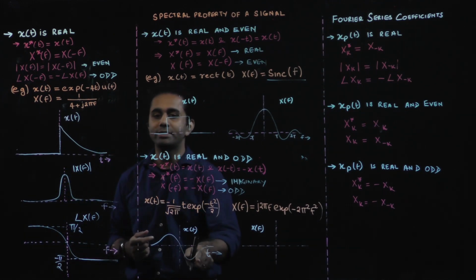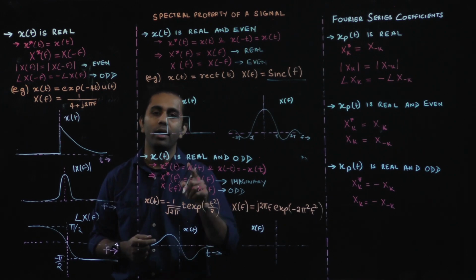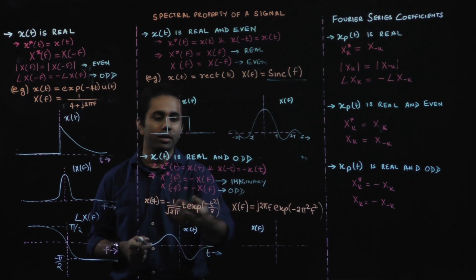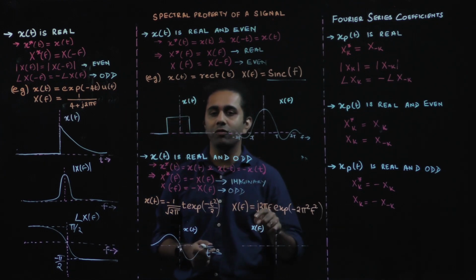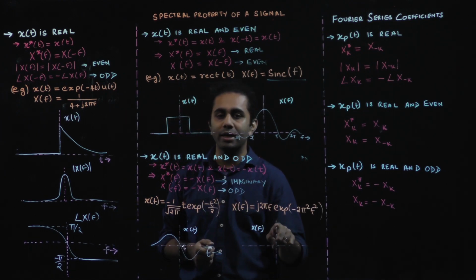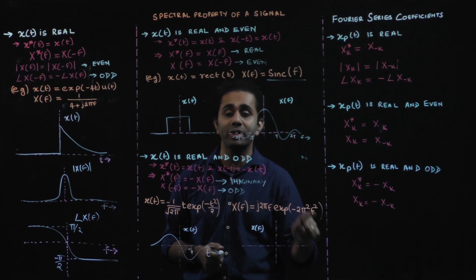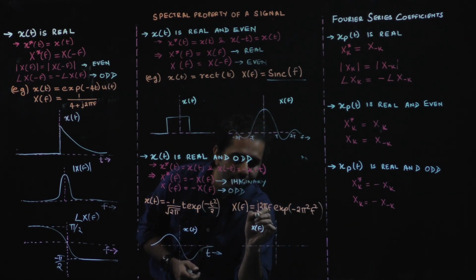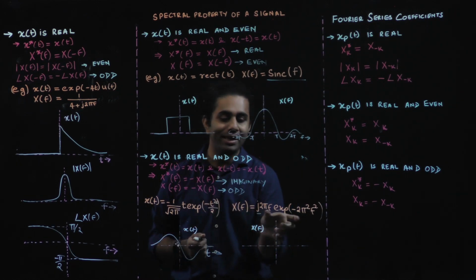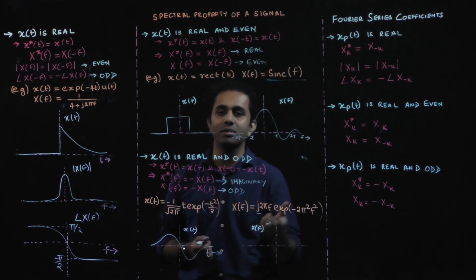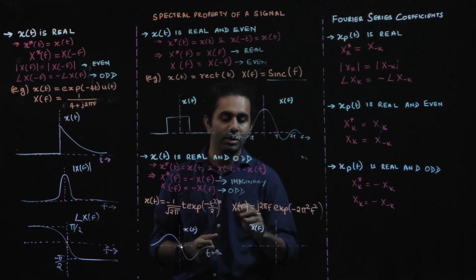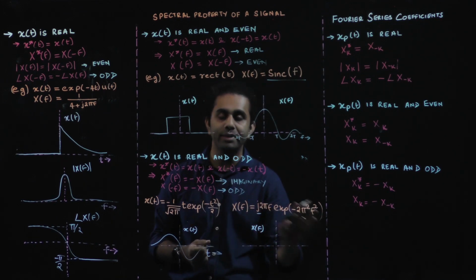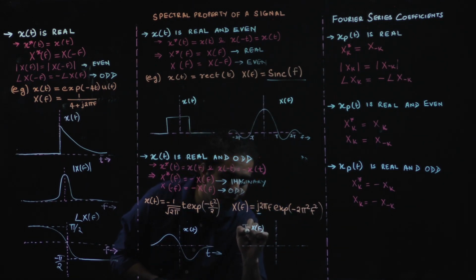By looking at the signal, I know that this is a real signal and I know this is an odd signal. If you look at the Fourier transform of this signal, we can see that x of f is now j 2 pi f into exponential of minus 2 pi square f square. If you notice this, there is this j term which is present in x of f, which means that my x of f now is imaginary in nature. Let's plot this imaginary section of x of f.